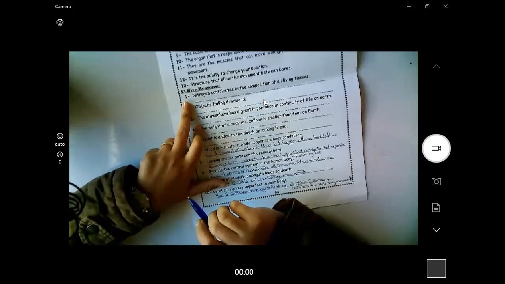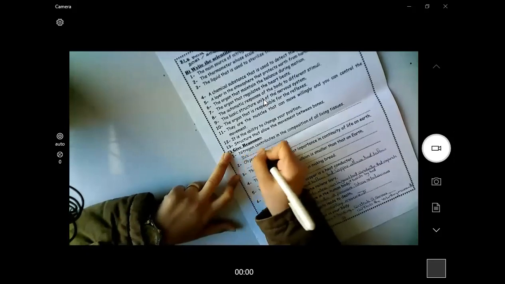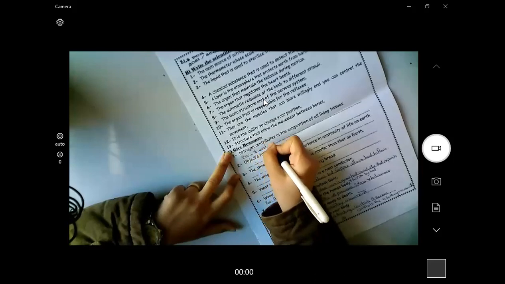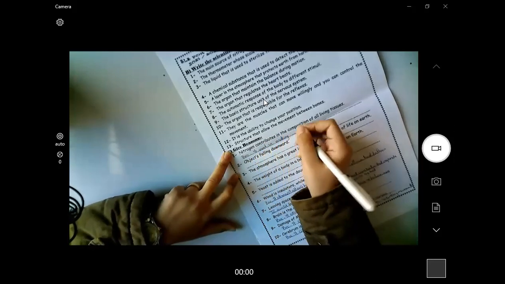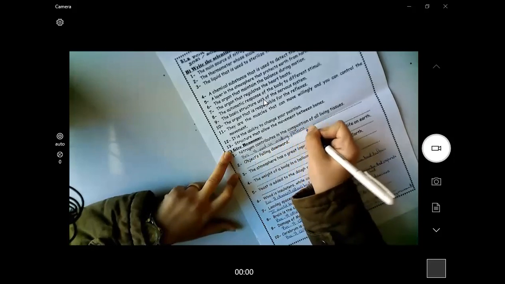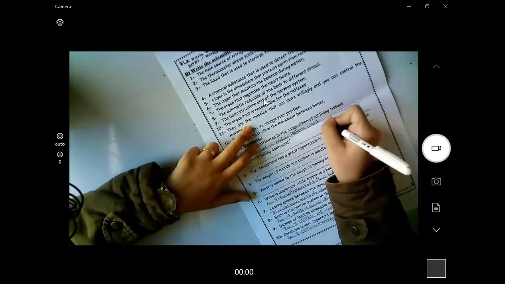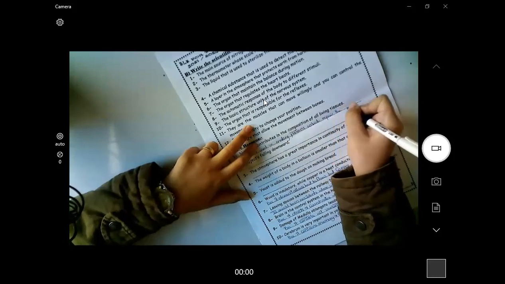Give reason. Nitrogen contributes in composition of all living tissues because it is used in making proteins, which repair the damaged tissue.